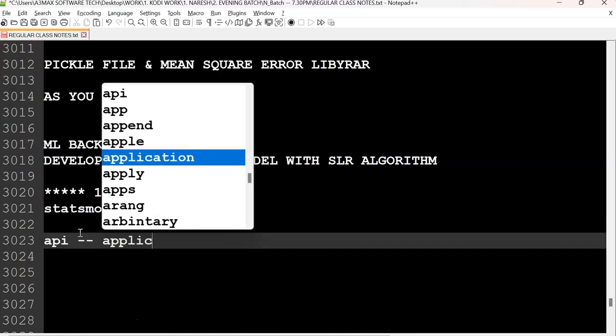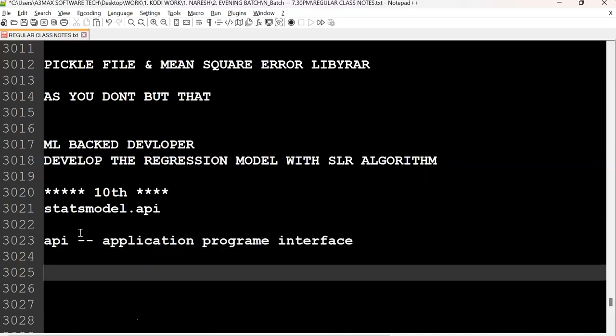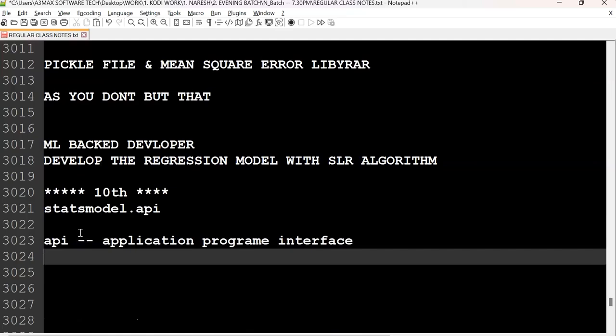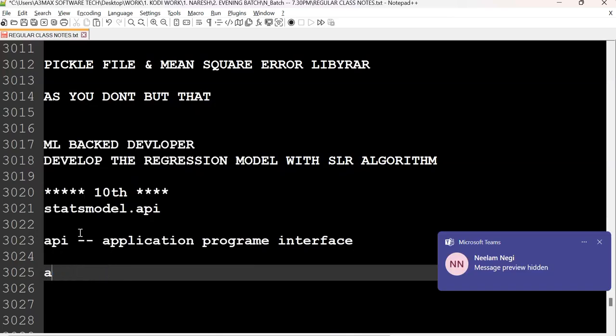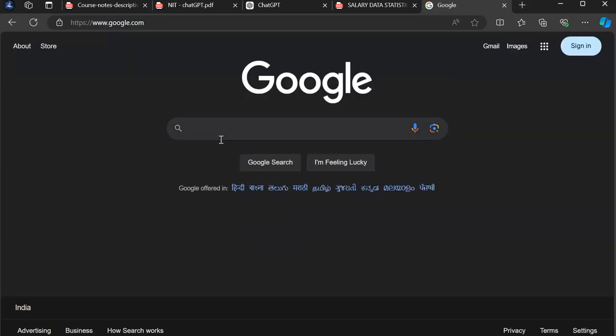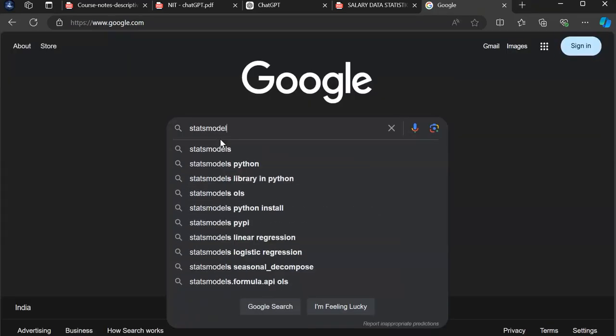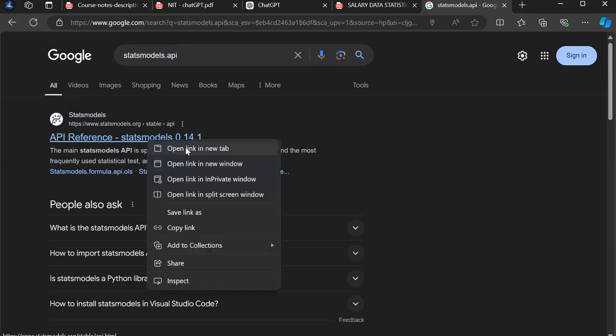You know what is API? API is application programming interface. You know what an agent does? Brokers take commission from one agent, they take commission from another agent, right? It's a broker. So API takes statistical formulas. Before that, I want to show you some of the API. Just go here and try this now. statsmodels.api. I want you to refer to this model.